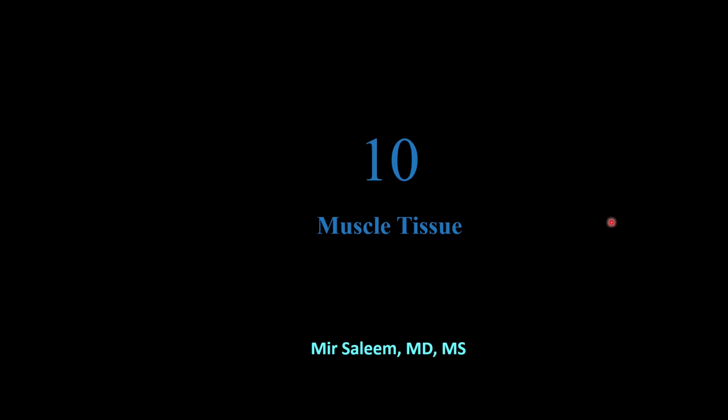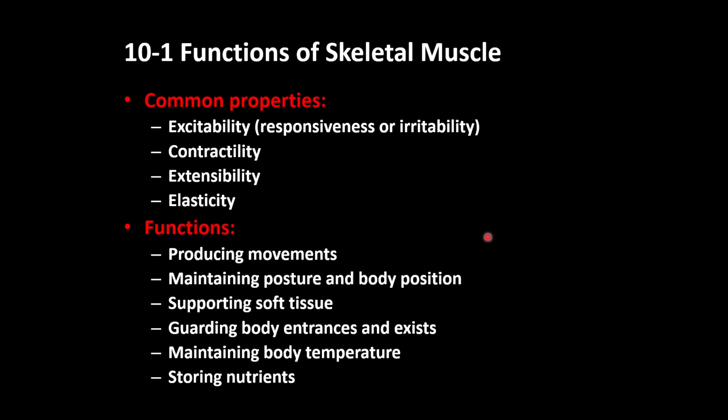So chapter 10 is about muscle tissue, and this is related to physiology and also some histology of the muscle. As you remember, we have three different types of muscles: skeletal muscle, cardiac muscle, and smooth muscle. Of those three, only the skeletal muscle has voluntary movements. The other two have involuntary movements.